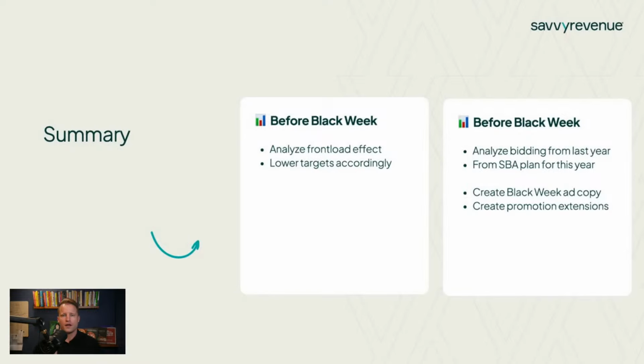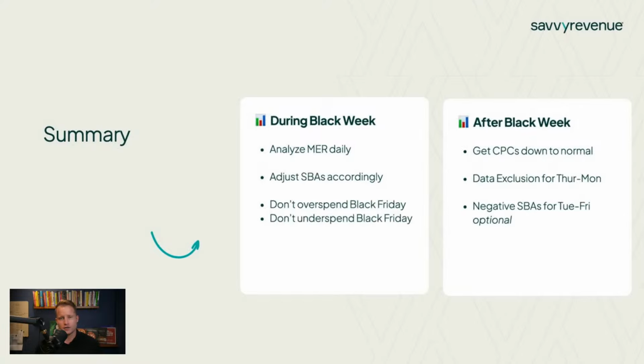So, summary. Before Black Week, analyze the front load effect and lower your ROAS targets accordingly. Analyze the bidding from last year. Learn from the SBA plan. Create the SBA plan for this year. Create Black Week ad copy, create promotion extensions, open up max bid limits, all these things that we've talked about.